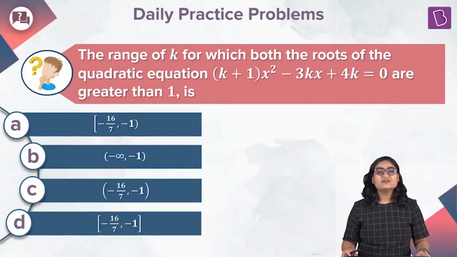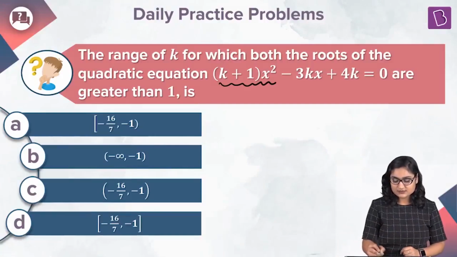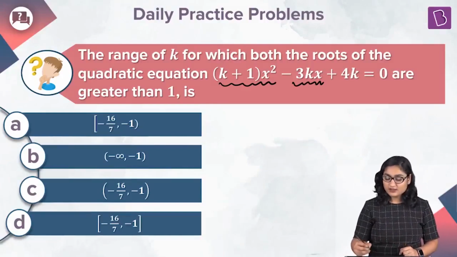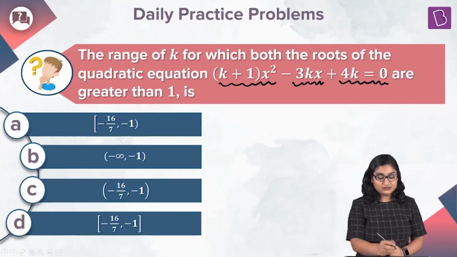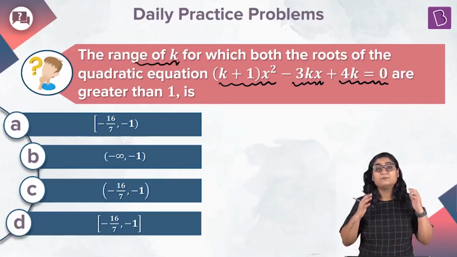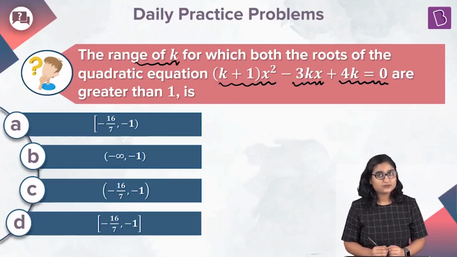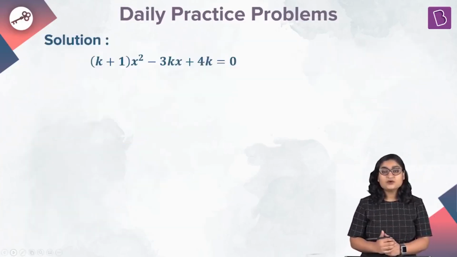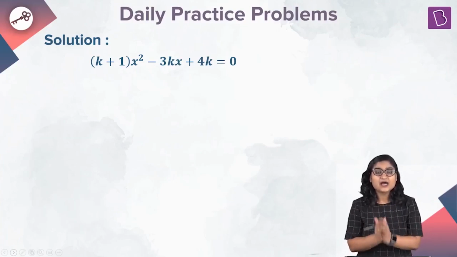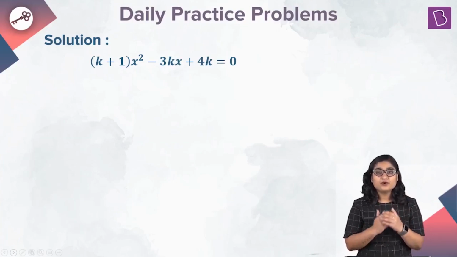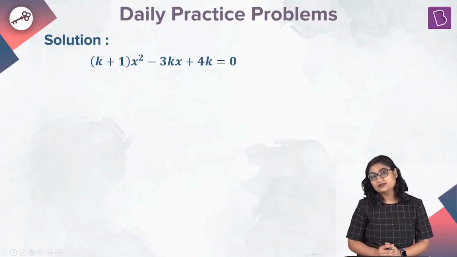So in this question, we have been given a quadratic equation (k plus 1) times x square minus 3kx plus 4k equal to 0. And we have to find out the range of k for which both the roots of this quadratic equation are greater than 1. All right. So this is the quadratic equation given to us in the question, and we have to find out the range of k for which both the roots of this quadratic equation are greater than 1.